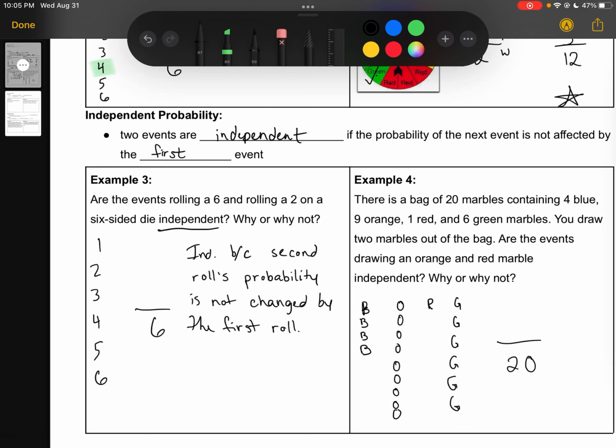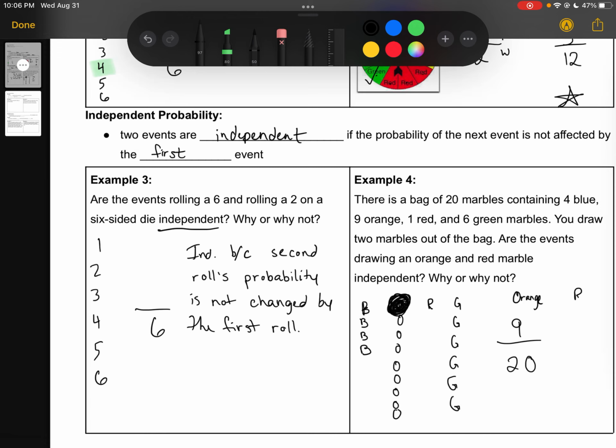You draw 2 marbles out of the bag, one at a time. You take one, then you immediately take a second one. Are the events of drawing an orange and then drawing a red marble independent? Why or why not? Let's start off with the probability of drawing an orange. Well, we have 20 marbles, and let's say that I scoop this one up. That's 1 out of those 20, but I could have scooped up any of the 9 there. So 1, 2, 3, 4, 5, 6, 7, 8, 9. There are 9 successful outcomes I could possibly have scooped up. Any of those 9 would be orange. I'd be happy with any of them. If I take that orange marble, that orange marble is now out of the bag.